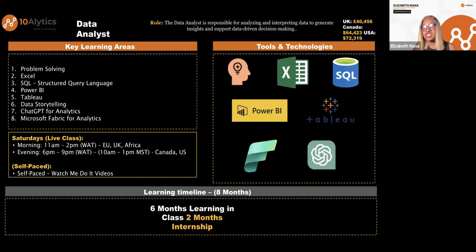Now, as a data analyst, what is your job? What is your role? Your role is to interpret data. You need to analyze and interpret data for organizations. It doesn't matter where you're working, whether you're working at the NHS, or anywhere, they have data, they have patient information, patient data that you need to analyze and make sense of for them. That is your job as a data analyst.